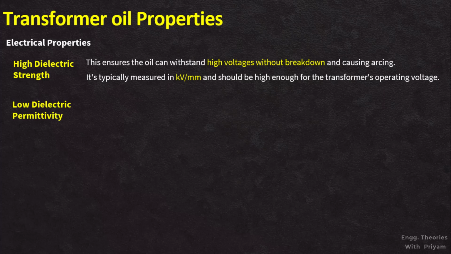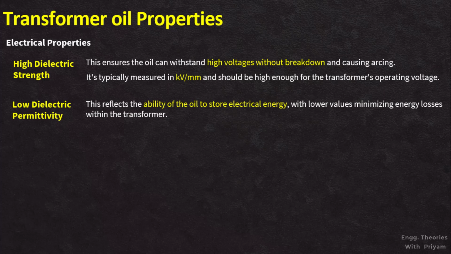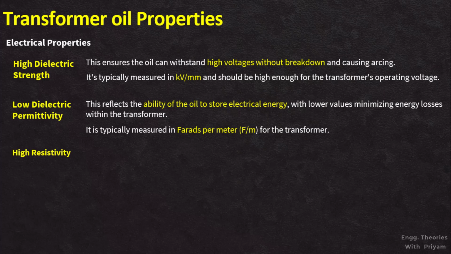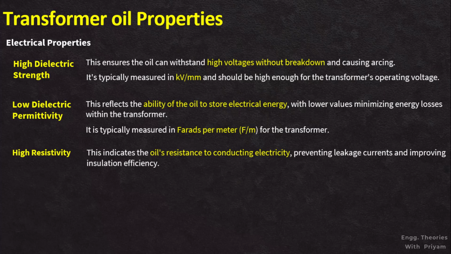Low dielectric permittivity. This reflects the ability of the oil to store electrical energy, with lower values minimizing energy losses within the transformer. It is typically measured in farad per meter. High resistivity. This indicates the oil's resistance to conducting electricity, preventing leakage currents and improving the insulation efficiency. It is typically measured in ohm meters.